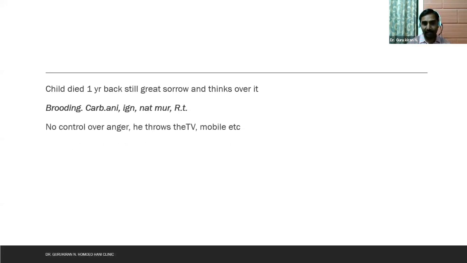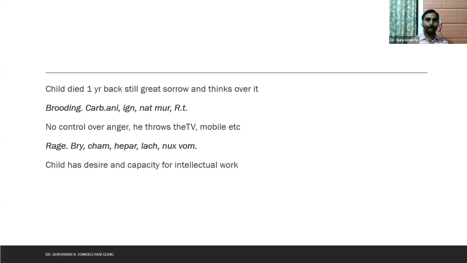No control over anger. He throws the TV, mobile, anything in the hand, etc. What is it called? This, when it is converted into rubric, is rage. The major remedies are Bryonia, Chamomilla, Hepar, Lachesis, Nux vomica.